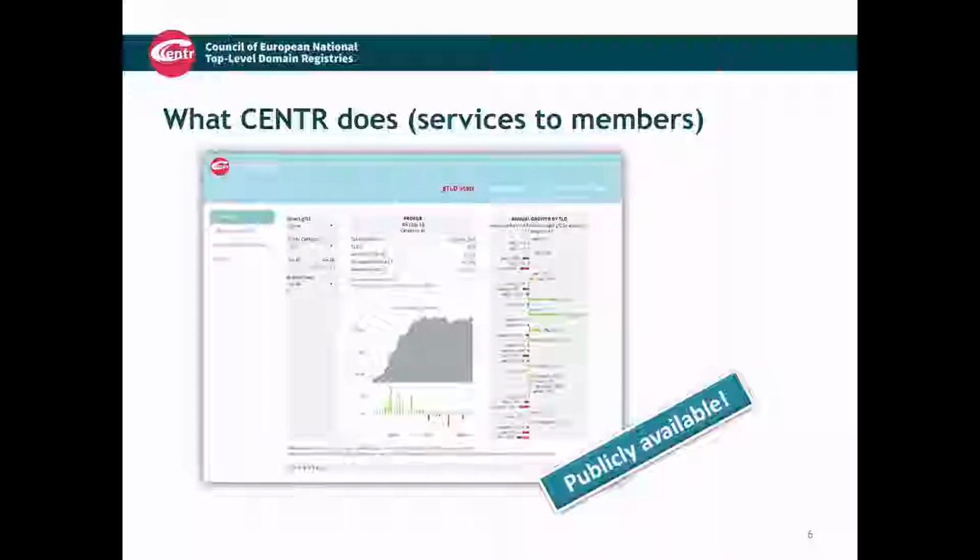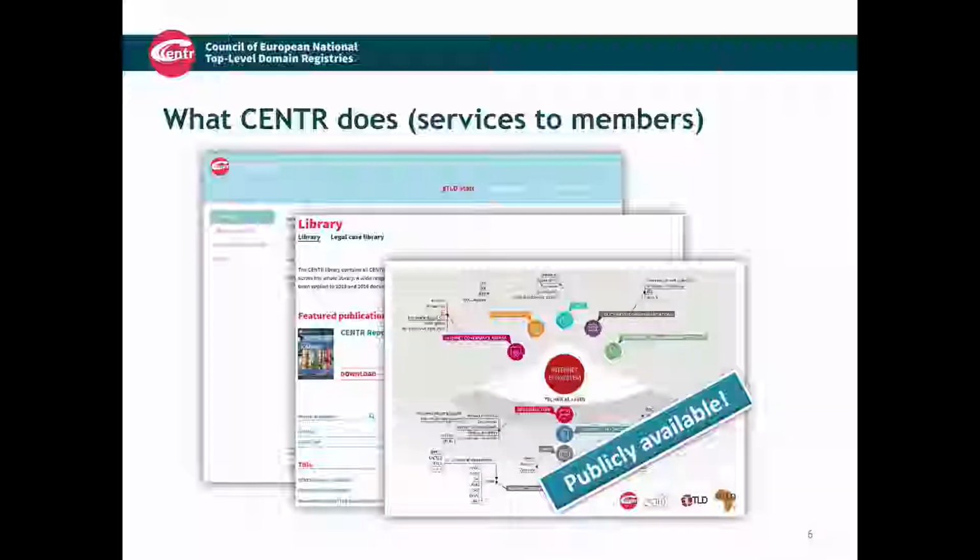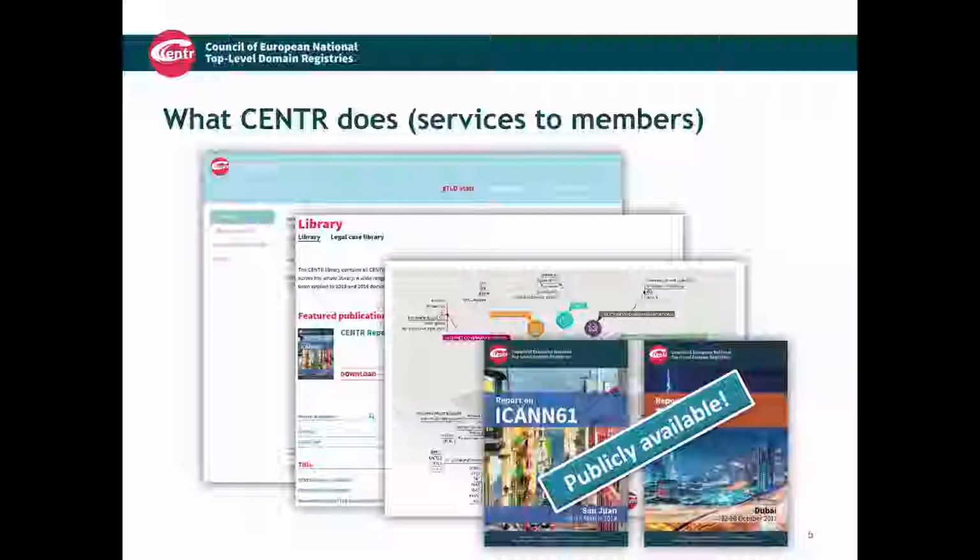What Center does, just to give you an idea of what we do for our members, is provide and help aggregate a lot of statistics and data for them. We have public documents and documents that are just for the members. Some of the documents you might recognize: we produce reports for some of the big meetings that you've probably heard about, ICANN, IETF, and RIPE NCC. And those are publicly available, so that's important to know.